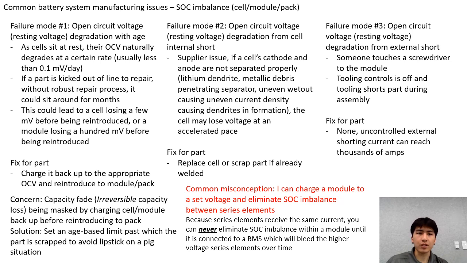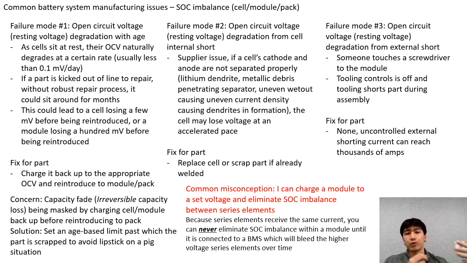So for example, if a part such as a module is kicked out of line to repair because it's failing some kind of check, if there's no robust repair process, it could literally sit around for months, right? Let's say it just gets put into a pile on the side and everyone forgets about it. It's months, like 90 days, 120 days, 180 days. This could lead to the cells inside the module losing a few millivolts before being reintroduced.